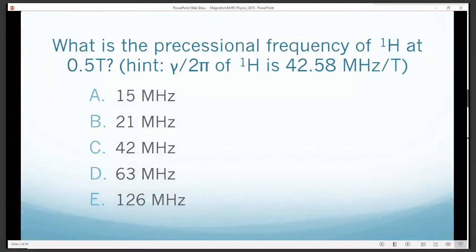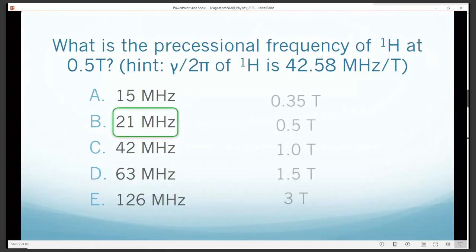The correct answer, as most of you said, is 21 megahertz. Now, these other answers are the answers for other commonly used clinical MRI scanners, ranging from 0.35 Tesla, which is 15 megahertz, up to 3 Tesla, which is 126 megahertz. So you can see the resonant frequency is not only a function of the nucleus, but it's also a function of the applied magnetic field.